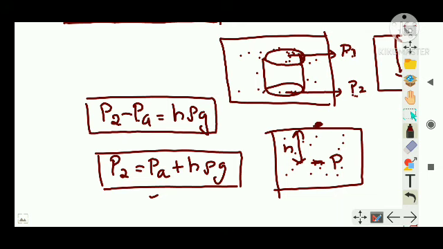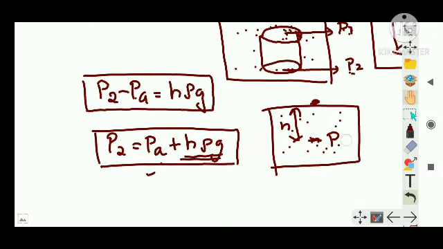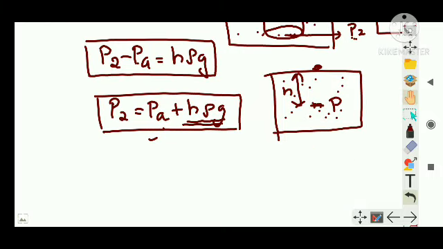Is that clear? So pressure P at a depth below the surface of a liquid open to atmosphere is greater than the atmospheric pressure by an amount H rho G. So as you go down a liquid column, the pressure always increases. Clear? This is a very important criterion, guys.